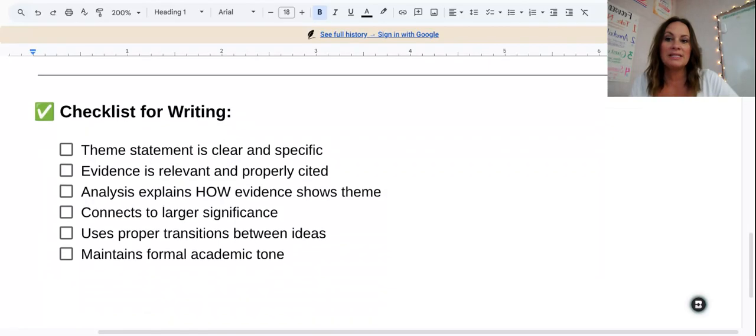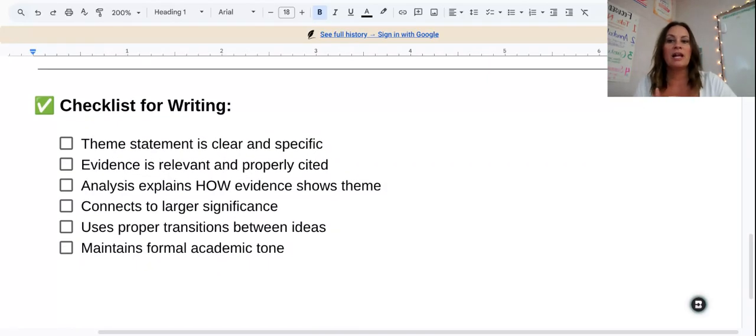All right, then you've got just a basic checklist for your writing. So you're going to have your theme statement that is clear and specific, evidence that is relevant and properly cited in MLA, analysis that explains how the evidence shows the theme. Don't just restate the quote. How does it prove your theme? How does it connect to larger significance beyond the text? What is it saying about human nature? You have proper transitions to link the ideas. So you can say like, also, in addition, furthermore. And then also your whole paragraph should maintain a formal academic tone.